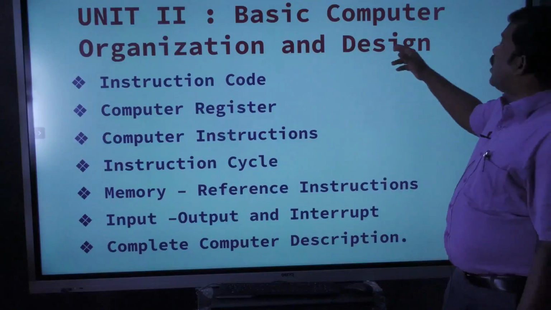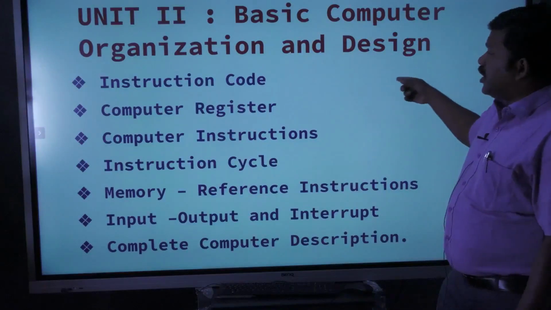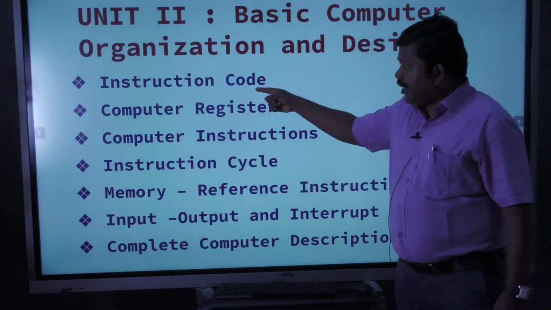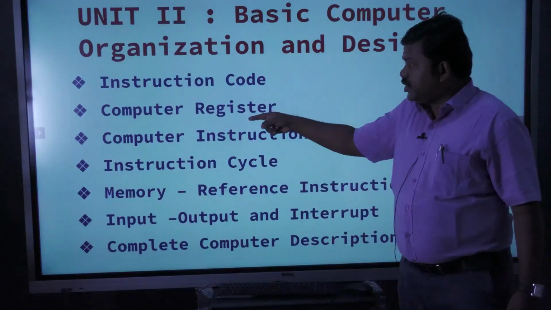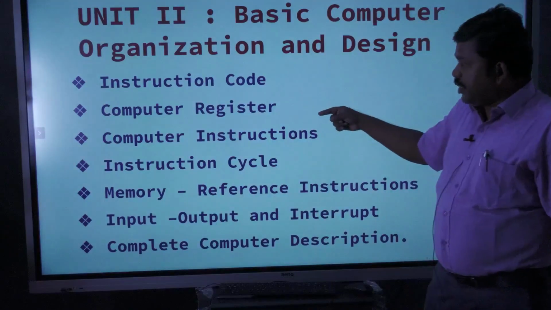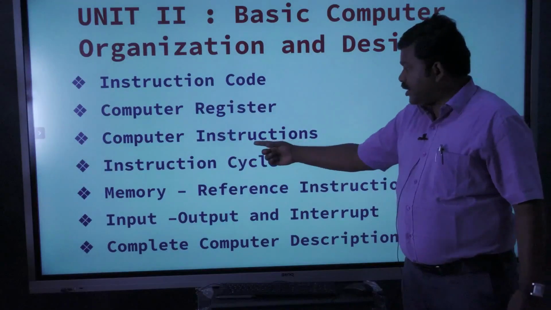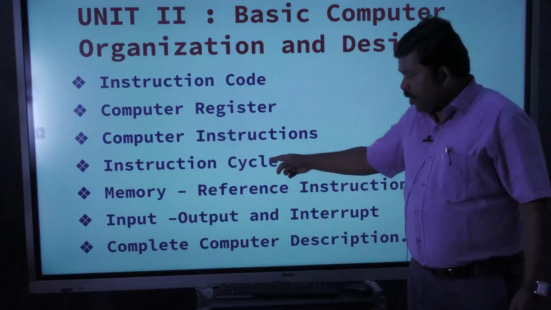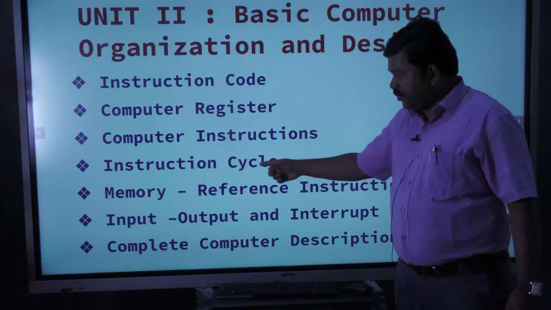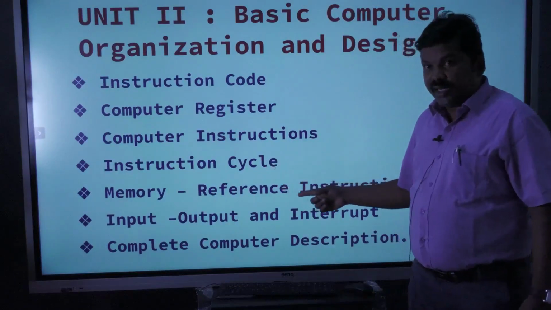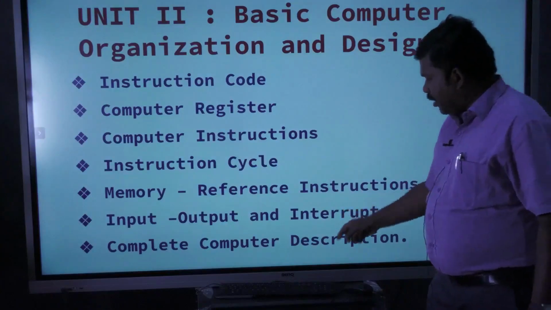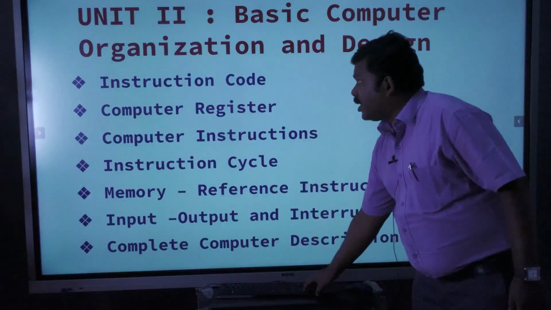The second part of the second unit is basic computer organization and design, where we are going to see the instruction formats of the computer instructions, what registers are available in the computer and how they are organized, what different sets of computer instructions are available, and what the different phases of an instruction are, which we can call the instruction cycle. Also memory reference instructions, input, output, interrupt, and complete computer description.